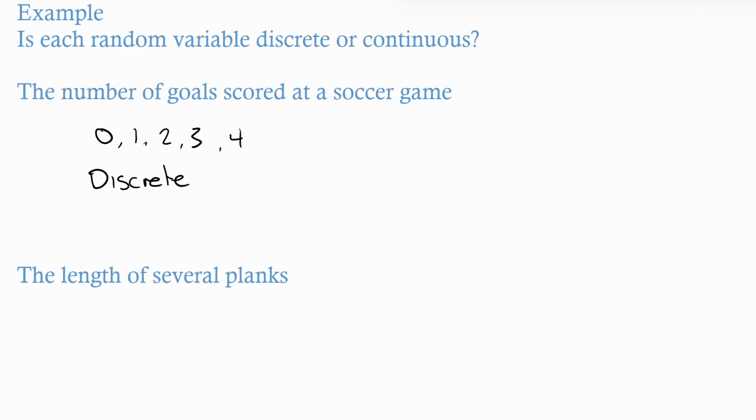because it's whole numbers. Whereas if you look at the next one, the length of several planks, that's going to be continuous because if you're taking any sort of measurement, they're continuous because they have decimal places. You could have 3.1 meters. You could have 0.25 meters. You could have 3.91 meters, for example. You can have all these decimal places. Therefore, that's known as continuous.